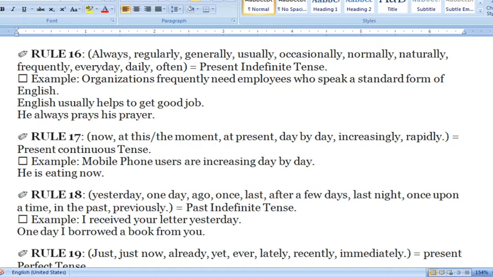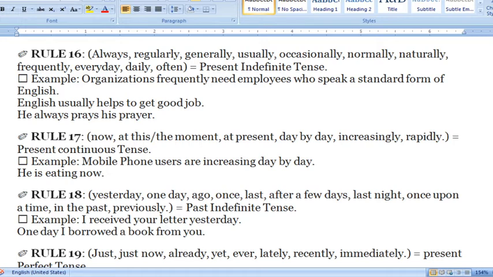It's very simple. If you find some particular words like always, regularly, generally, usually, occasionally, normally, naturally, frequently, everyday, daily, often, this much, then you have to follow the structure of present indefinite tense, or those sentences will be constructed with the structure of present indefinite tense. And present indefinite tense structure is very simple: subject, verb, object, or s or es will be added if you find subject third person singular. So the main form, base form of the verb will be added there.